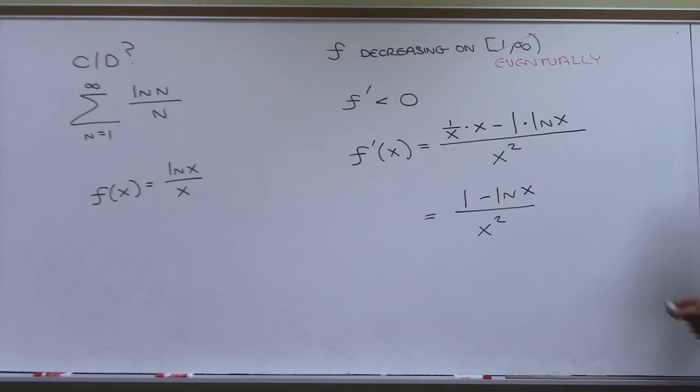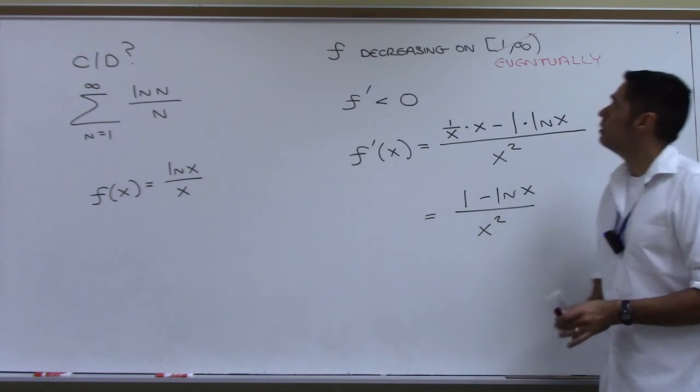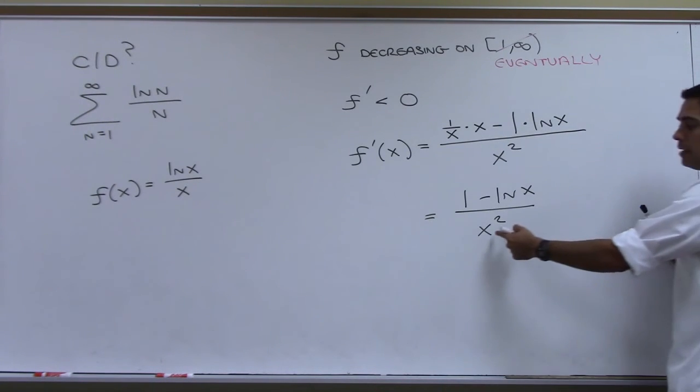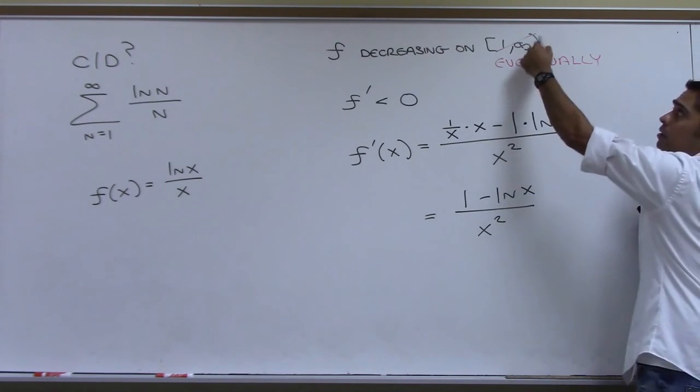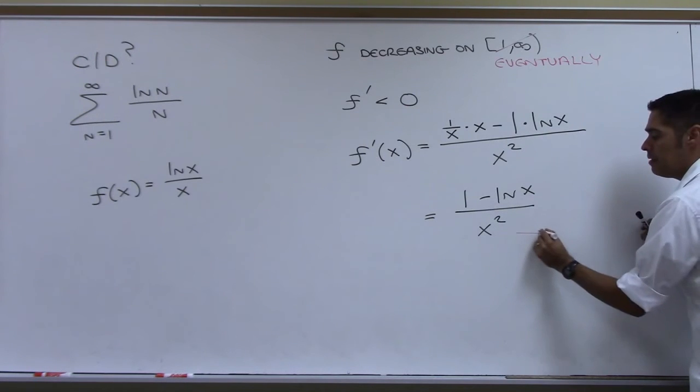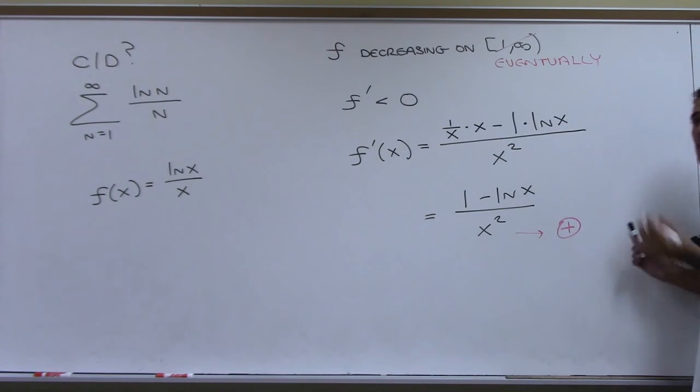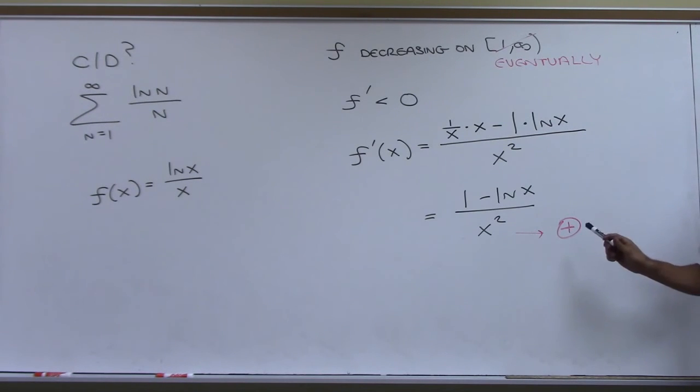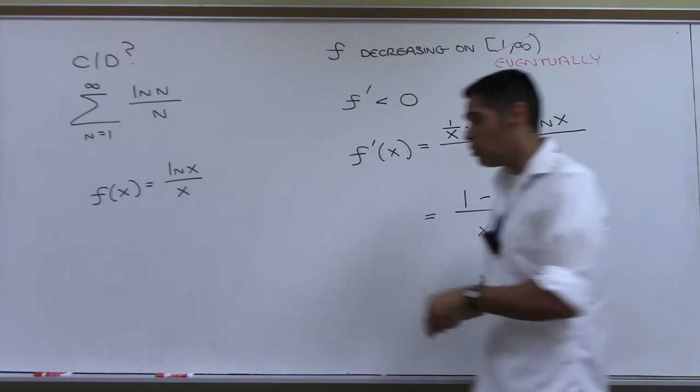What can you tell me about the denominator? If I'm plugging in numbers from here, these numbers down here are always positive. Actually, the fact that I square it doesn't matter, right? But do you agree that the denominator of this is always positive? Okay, what can you tell me about the numerator?